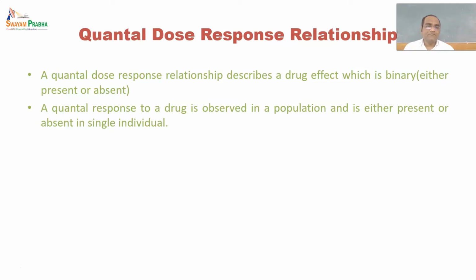Once the dose has been calculated for one individual, it will not be suited for another individual. The quantal response to a drug is observed in a population and is either present or absent in a single individual. It is observed in a large number of people, and in some individuals it may be absent or present, or it will not show any effect.